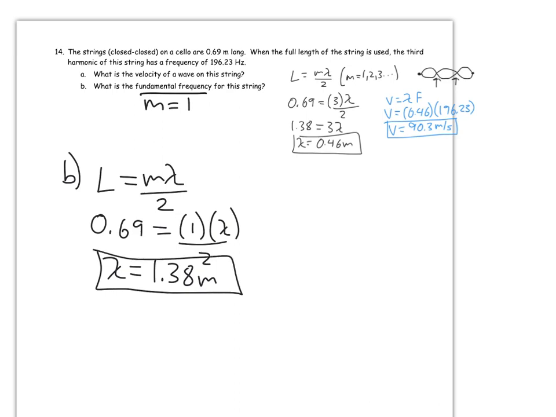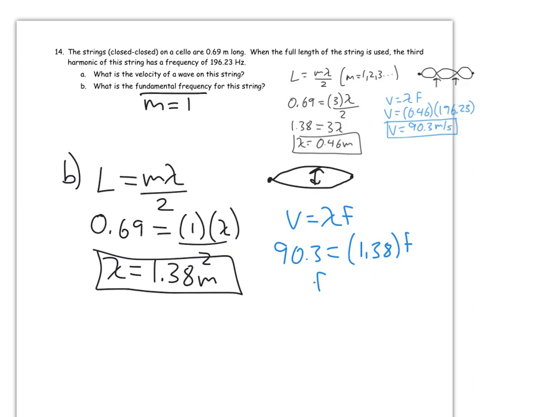If you want to visualize this for a second, that would be 1. Again, it's fixed at both ends, but it would just be oscillating like this, creating that standing wave there. So from there, we can use that wavelength to solve for our frequency. Velocity is wavelength times frequency. Even though we're discussing a different harmonic, the velocity of the wave on this string is going to remain the same. Our wavelength is this 1.38, and we can solve for our frequency. So our frequency will end up being 65.4 hertz.